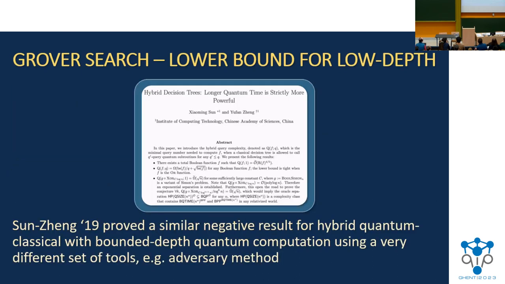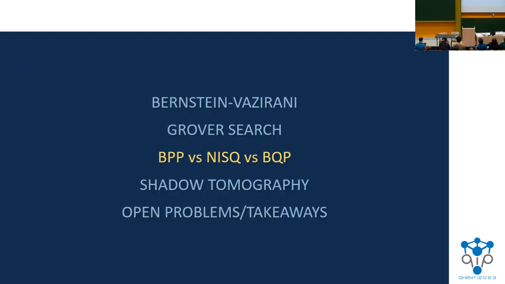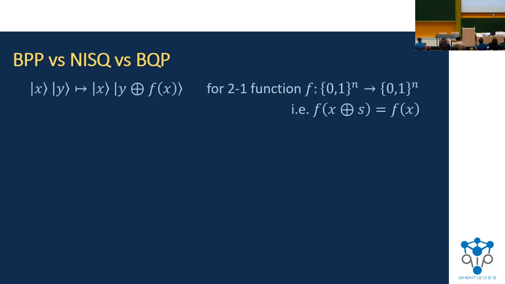I should mention that there's another work by Sun and Zheng that showed a very nice negative result that's of the same flavor, showing that for hybrid quantum classical computation with bounded depth quantum computation, you get the same kind of lower bound, but they use a very different set of tools, namely the adversary method. I think it's quite interesting to see what the connections are between this likelihood ratio method and the adversary method. Okay, let me talk briefly about BPP versus NISQ and BQP.